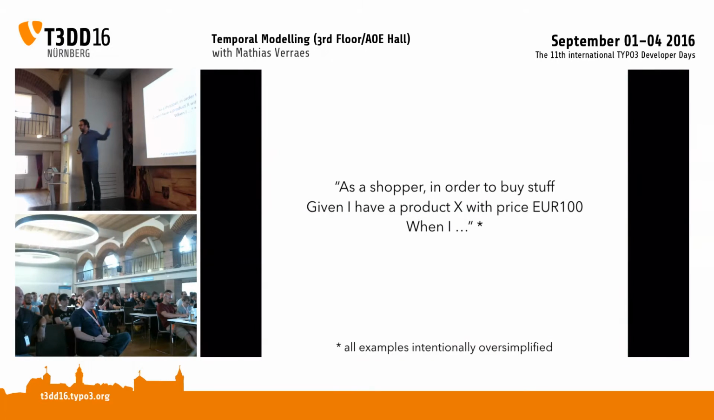This is a straw man version of a BDD scenario, but this is the structure that they typically have. As an actor in the system, as a user, in order to do these things, and then it's a bunch of given, when, then: given this state and given that state. If you read this, try to be aware of your own mental process. As a shopper, in order to buy stuff, given I have a product X with price €100, and then when I buy something, or when I check out the basket. So you have a model in your head now, right? I assume you do.